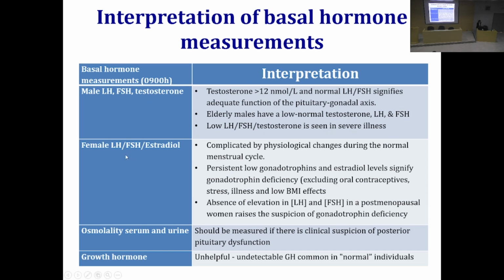For females, LH, FSH, and estrogens vary based on what part of the cycle, but you can look at it and see if everything is within normal range, then it's fine. If you see something suspicious, it might help you diagnose whatever it is that they're coming with. It could be infertility, for example, or amenorrhea, or period irregularities. So persistent low LH, FSH, and estrogens could signify gonadotropin deficiency if you exclude, obviously, oral contraceptives.